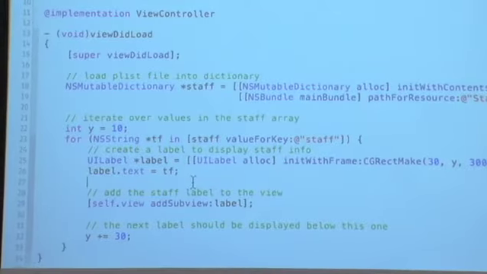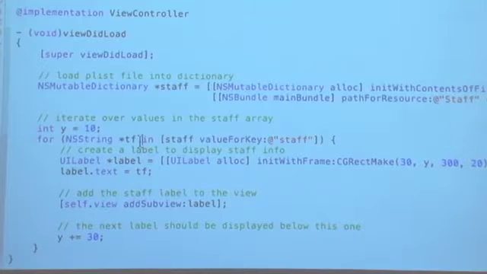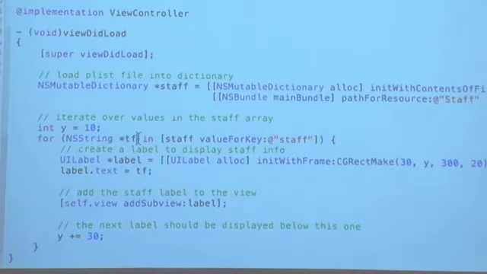Now, just like any other dictionary, I can iterate through its values. I know that each of the values inside of this array is going to be a string, so I just went ahead and created a string iterator here.